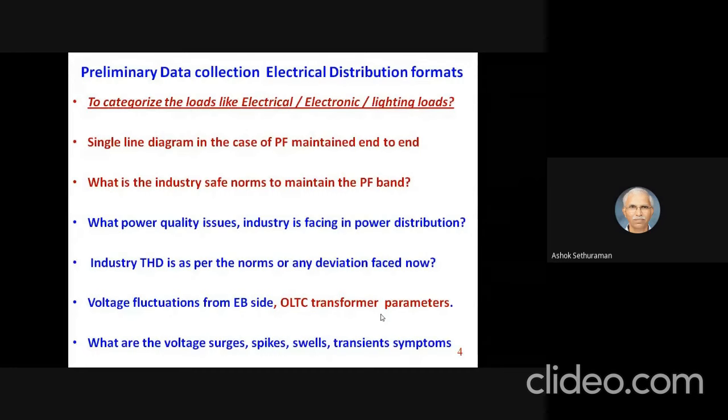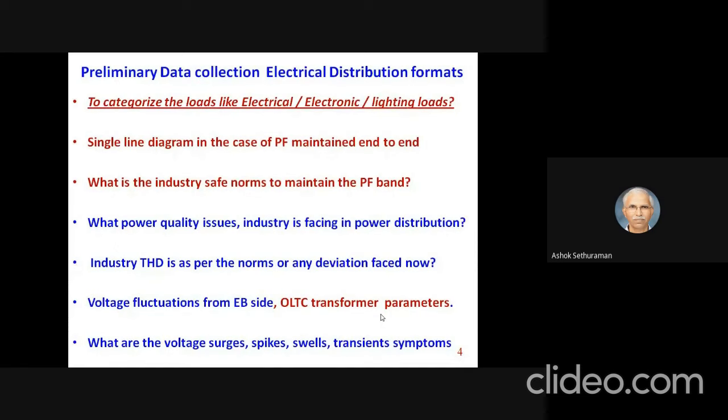Are there power quality issues coming from the EB to your industry? What is the voltage harmonics you are facing in the industry, and what is the current harmonics that is generated from the industry and thrown back to the grid? These are all the areas you see on the power quality side. Voltage fluctuations mean: is your OLTC transformer functioning well or not, and what is the number of counters it is moving per day or per hour? This is an idea which will tell you how much tap changing is happening in your OLTC. That will decide whether your industry is maintaining the regulated voltage inside the premises.